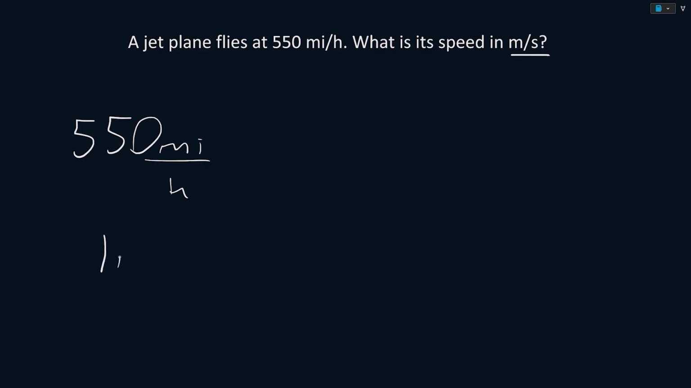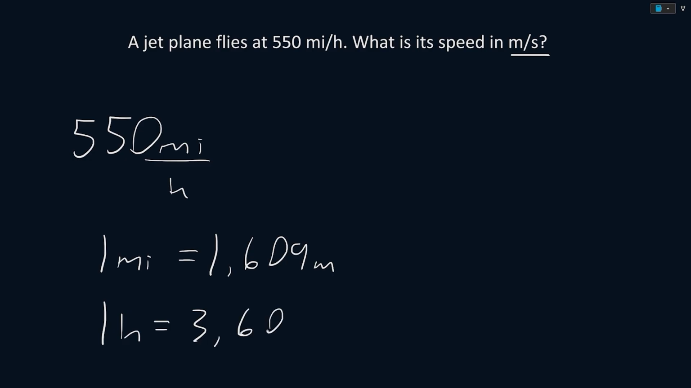We know that 1 mile is equivalent to 1,609 meters. We also know that 1 hour is equal to 3,600 seconds. So to go from miles an hour to meters per second, we need to first convert our miles to meters by multiplying through our conversion factor of 1,609 meters per 1 mile.